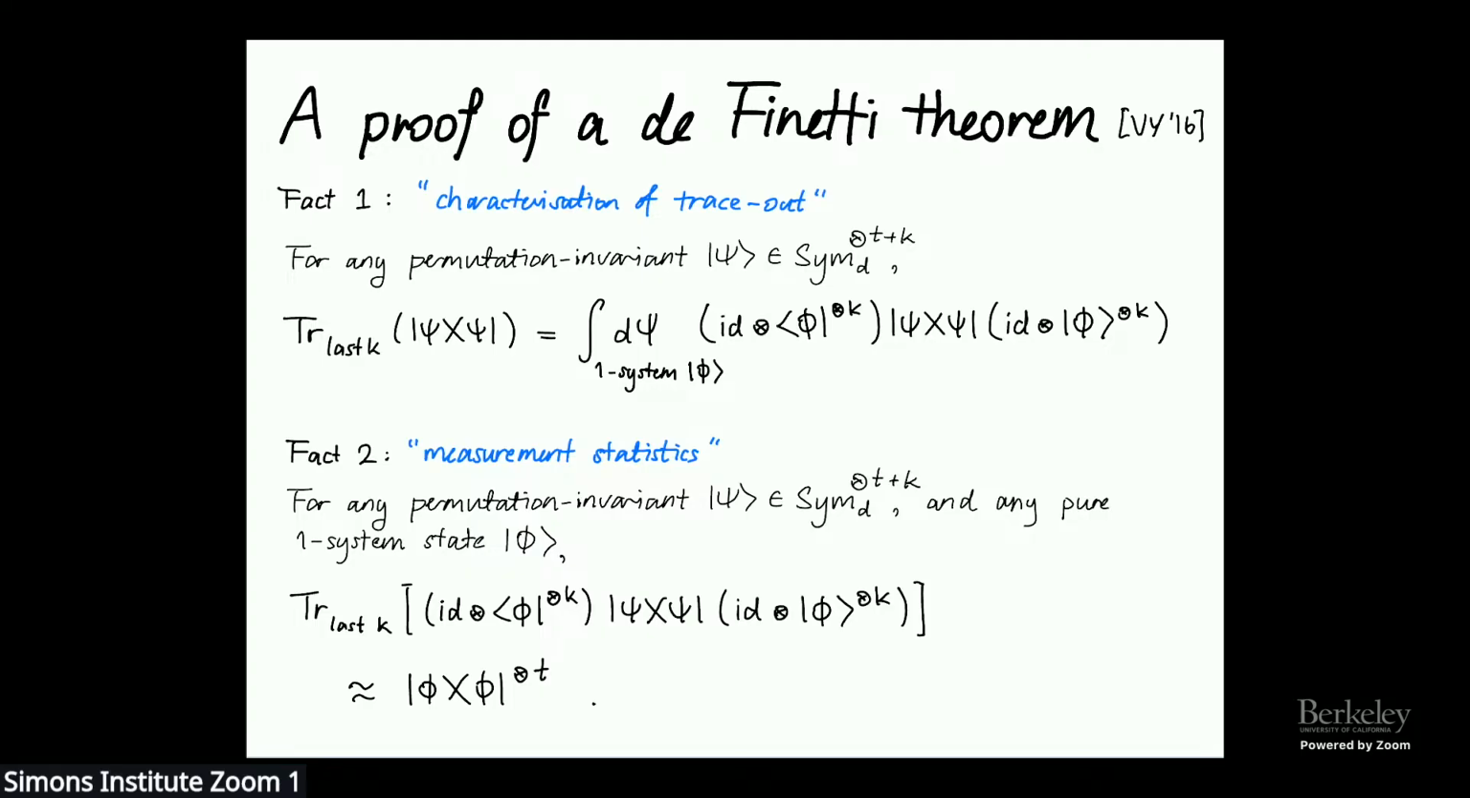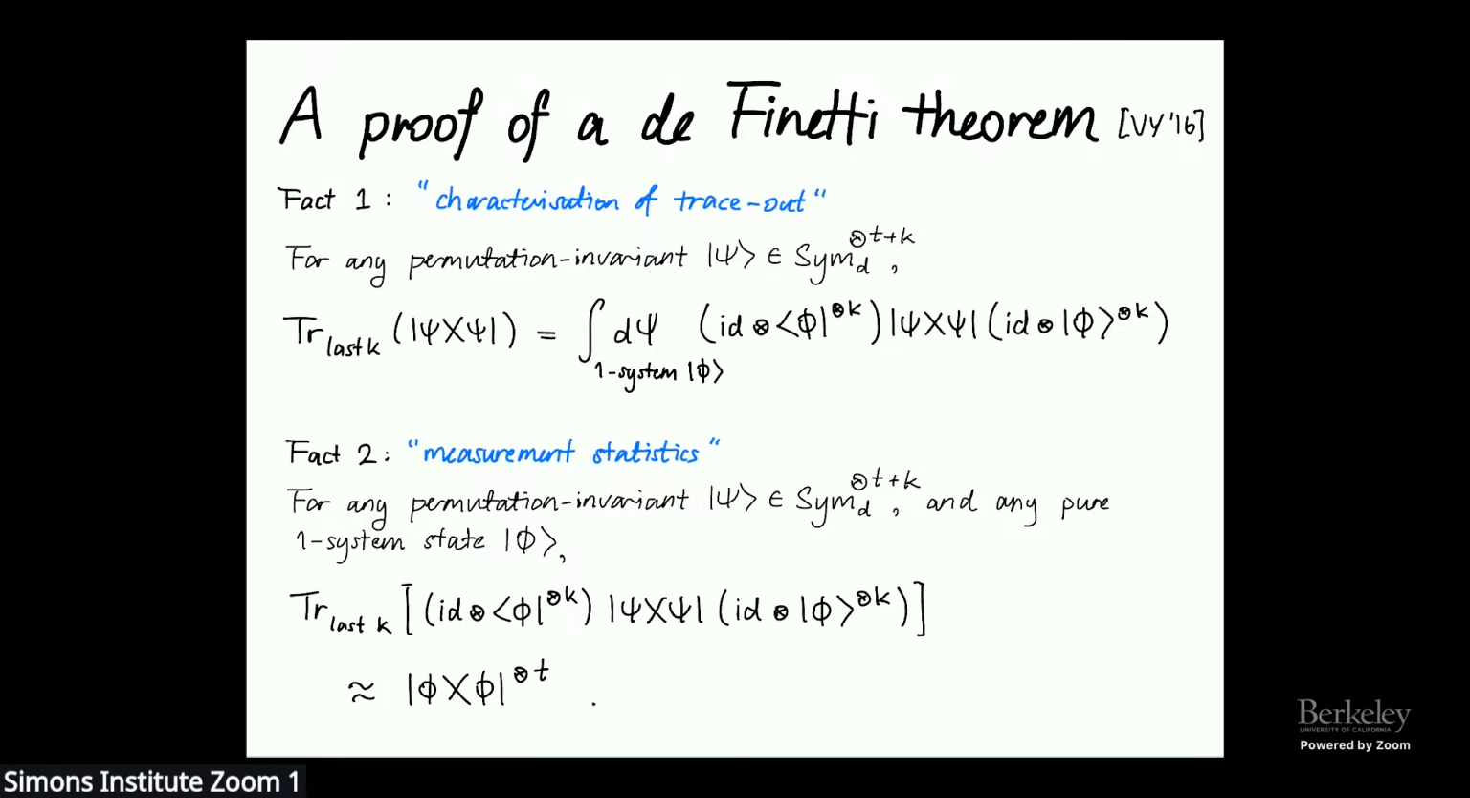And then you project this original state, you project the last k registers onto k copies of phi. What this basically means is that you can consider the tracing out operation for a permutation invariant state to be equivalent to projecting the last k registers into some random state, k copies of some random state. And why would you ever want that? The reason is fact 2, which is sort of the measurement statistics lemma, and I'll explain why in a second.